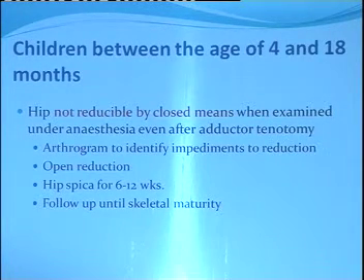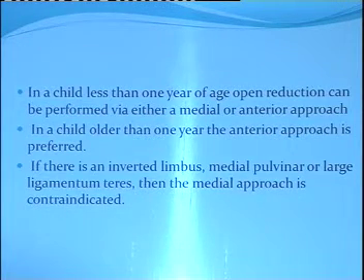Children, hip is not reducible by closed means under anesthesia. Then the choice of treatment is open reduction and hip spica application. In a child less than 1 year of age, open reduction can be performed by either medial or anterior approach. In a child older than 1 year, the anterior approach is preferred, because if there is an inverted limbus, medial pulvinar, or large ligamentum teres, one cannot reach these pathologies through the medial approach.